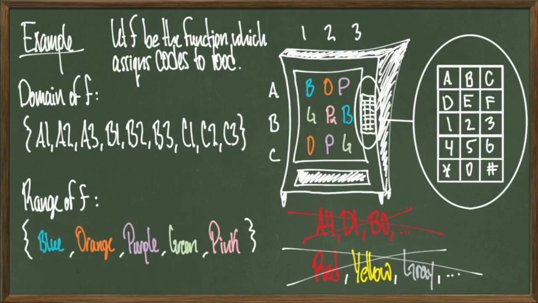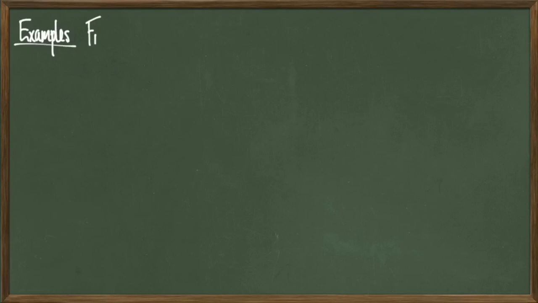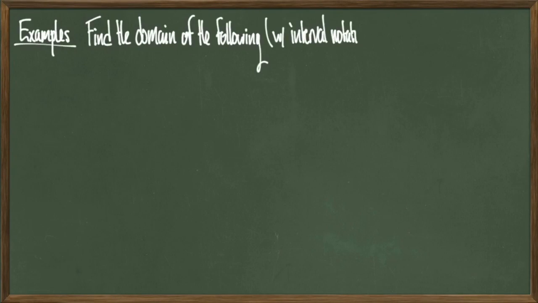Naturally, we'll go into some more mathematical examples, but this is the main idea of domain and range. What codes does my function know how to handle, and what are the possible food items I can get? Let's look at some actual examples. What we're going to do is find the domain and range of the given functions.